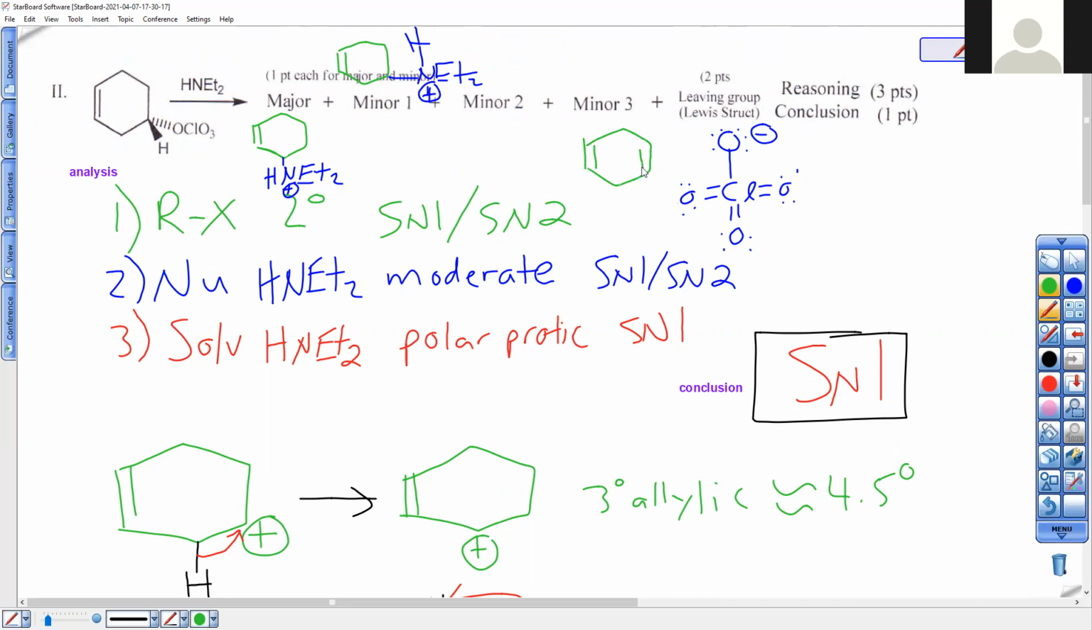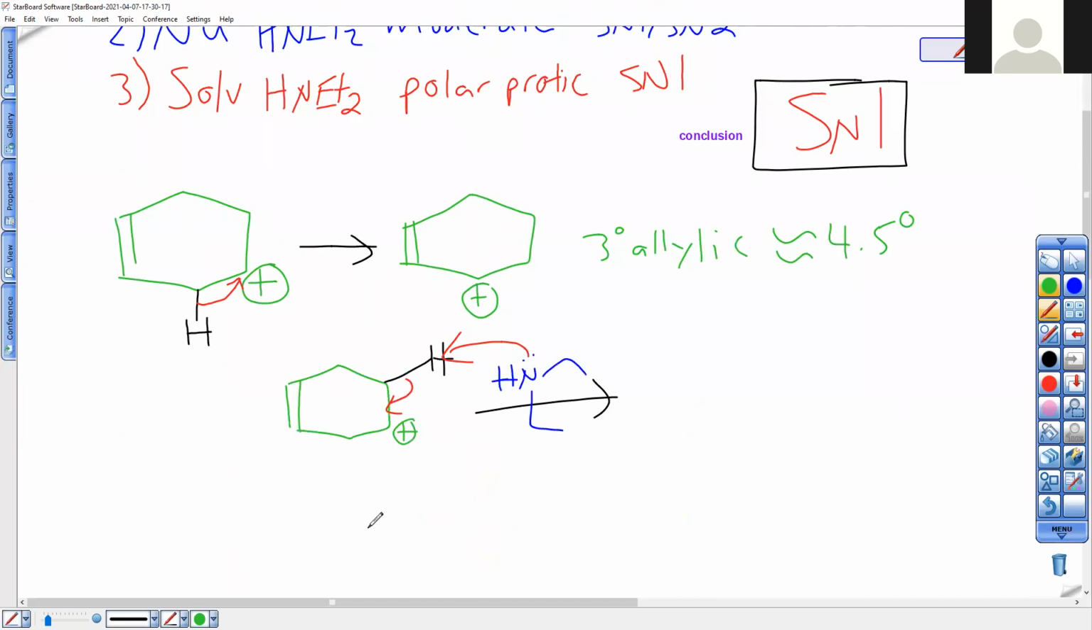Not as stable as minor 2. Where's minor 2 come from? Well, you grab either this H here to make minor 2. It's got to be on a position 1 away, right? Or do it from the tertiary. Remove that H.